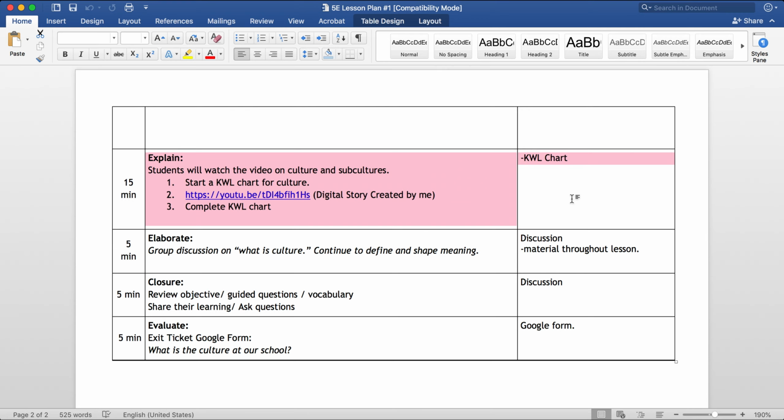Before watching this video, I would give my students a KWL chart. If you're not sure what those are, it's a three-column graphic organizer. The K stands for what do you know about the topic, which would be culture and identity. The W stands for what do you want to know about that. And the L is what did you learn about that topic.